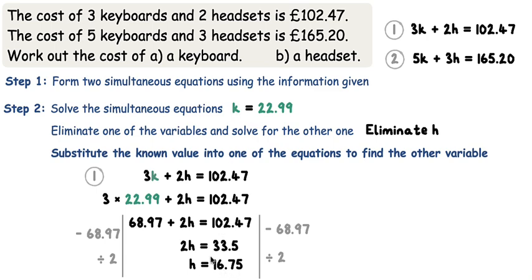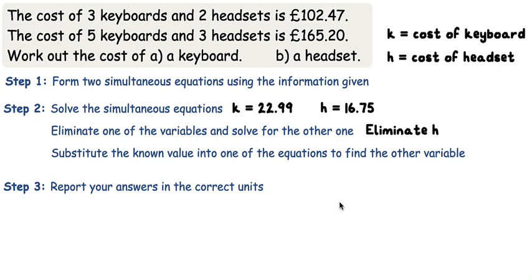Now we have a value of K and of H. It's good practice to check these answers by substituting them back into your other equation, here equation 2, to check that it all works. If we did this, we would find that 5 times 22.99 plus 3 times 16.75 does equal 165.20. And so we could be confident that we've done it right.